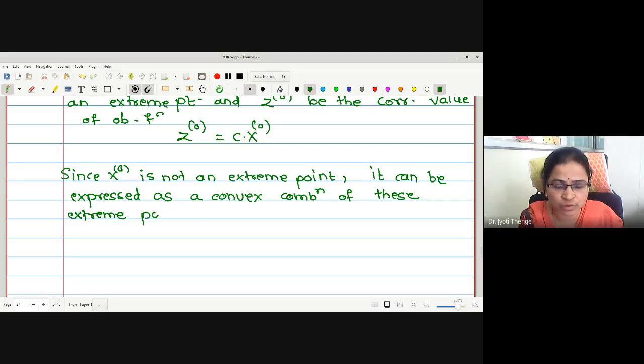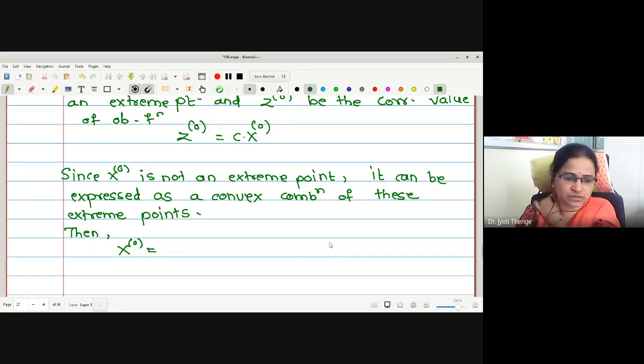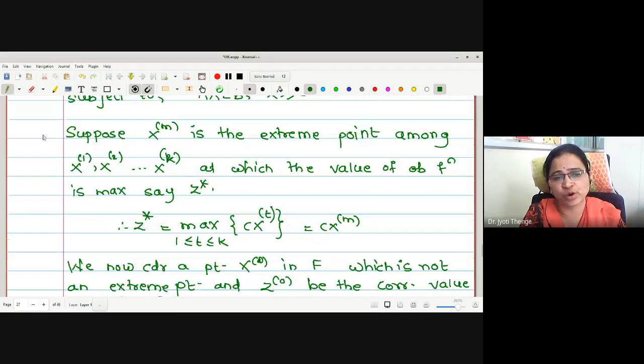What is the convex combination of these extreme points? How can I write x0 then? Convex combination of two extreme points is known to us: lambda x1 plus (1 minus lambda) x2. What about the convex combination of k extreme points?